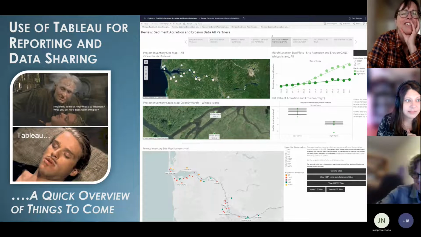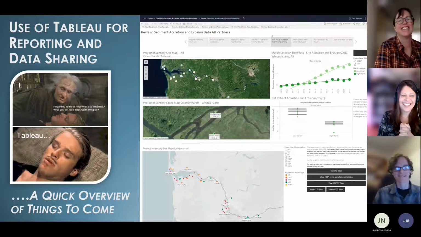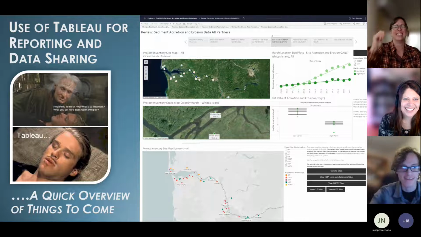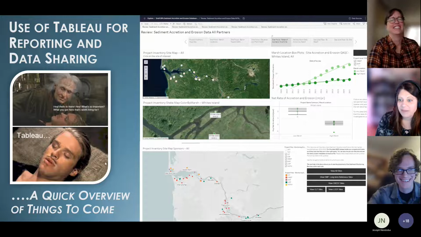Well, so as Sarah has said, the only thing we really have to live for is Tableau, as in Princess Bride. And I'll be talking about the use of Tableau for reporting and data sharing. So, next slide, please.